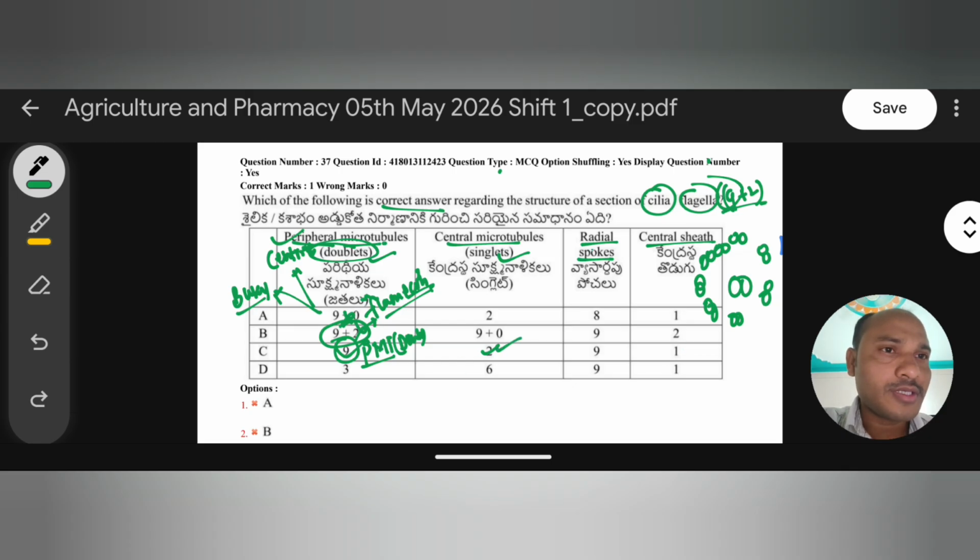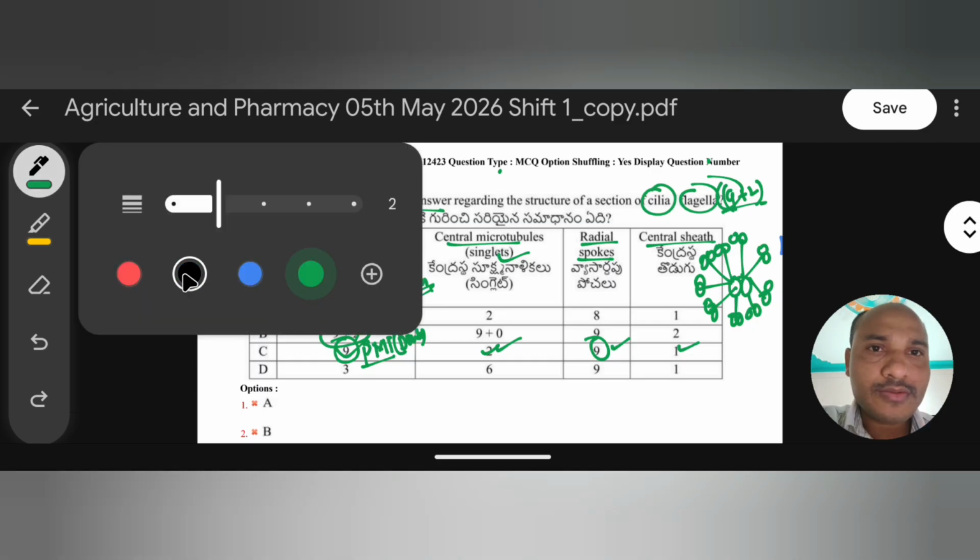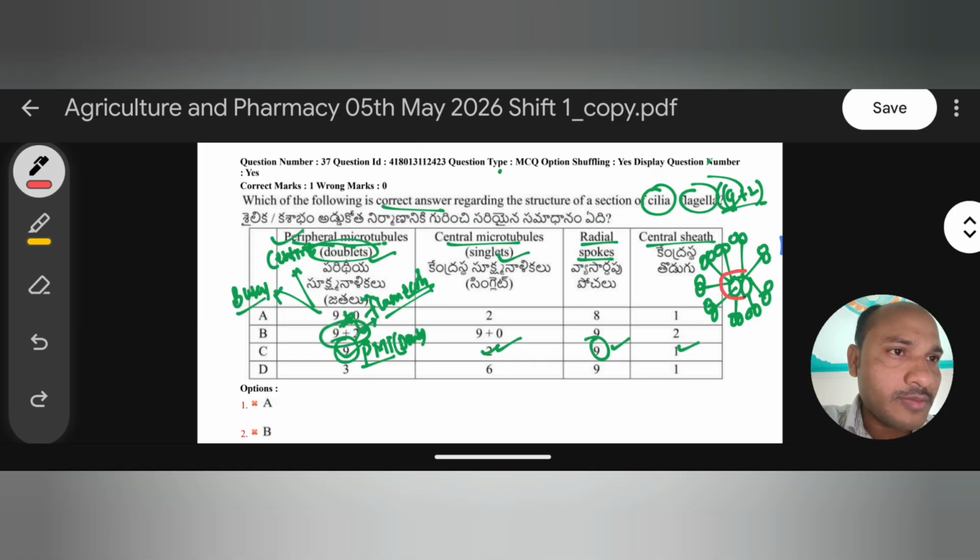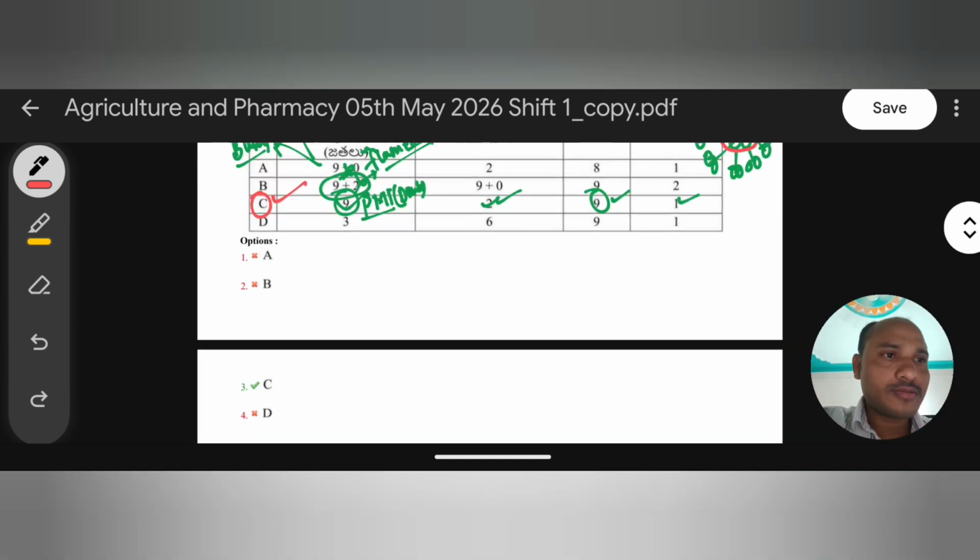How many radial spokes are there? 9. Why? Because each radial spoke connects a peripheral doublet microtubule with the central singlet. How many central sheaths do we have? 1. This central sheath is present around the central microtubules. So which one is the right answer here? C is the right answer. Yes, in the official key also the right answer is C.